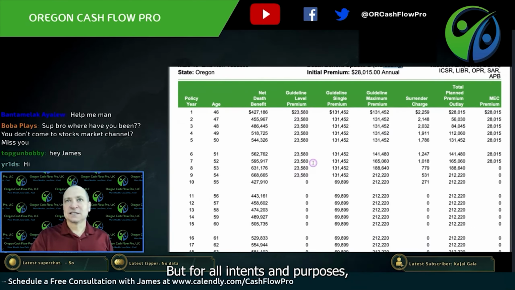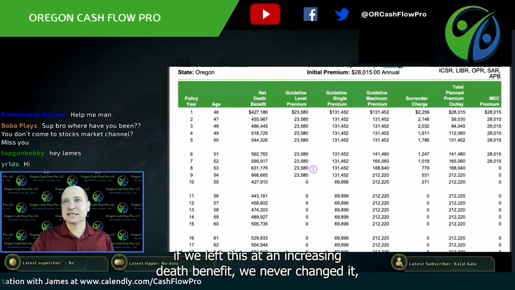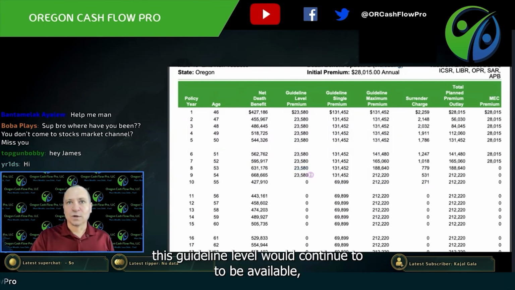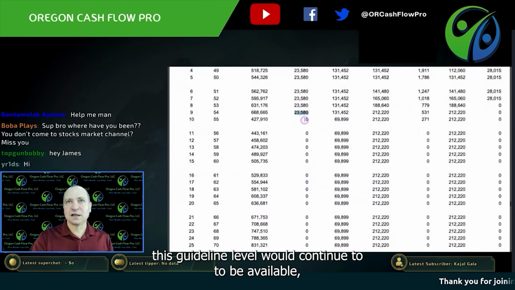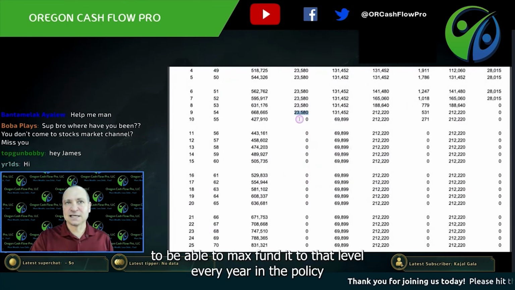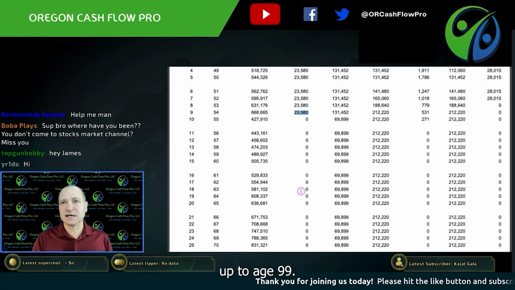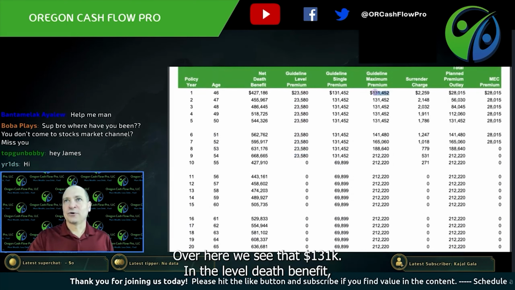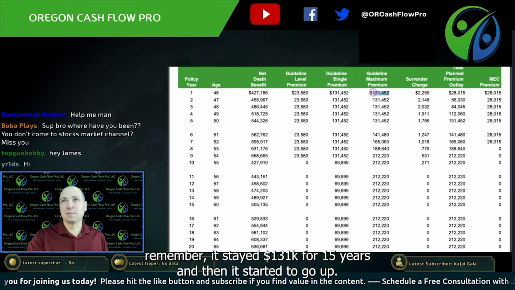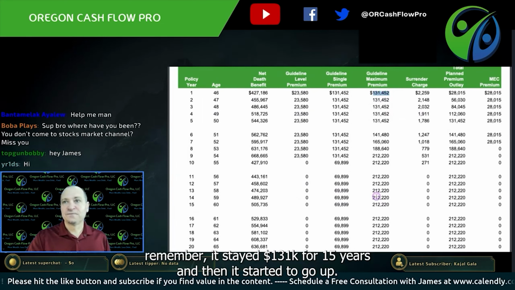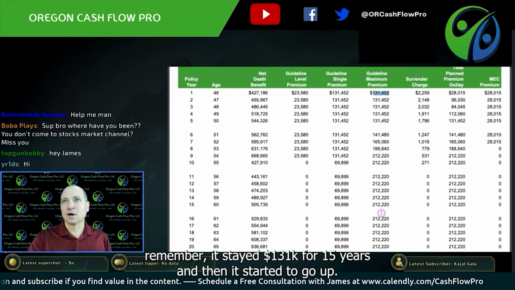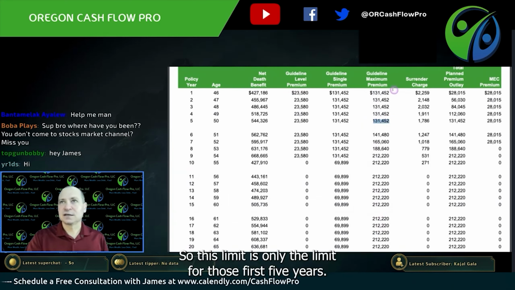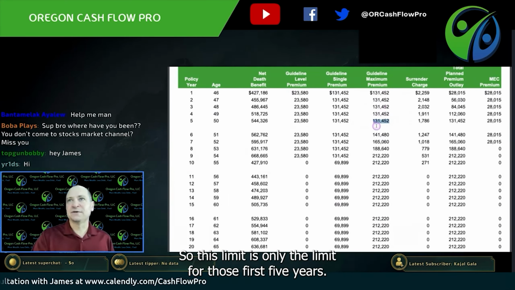But for all intents and purposes, if we left this at an increasing death benefit, we never changed it, this guideline level would continue to be available to be able to max fund it to that level every year in the policy up to age 99. Over here, we see that 131. In the level death benefit, remember it stayed 131 for 15 years, and then it started to go up. Well, here, it goes up after year 5.